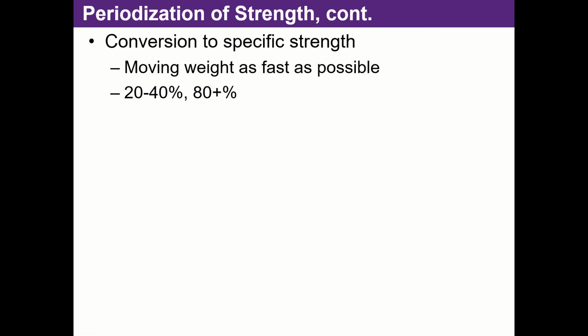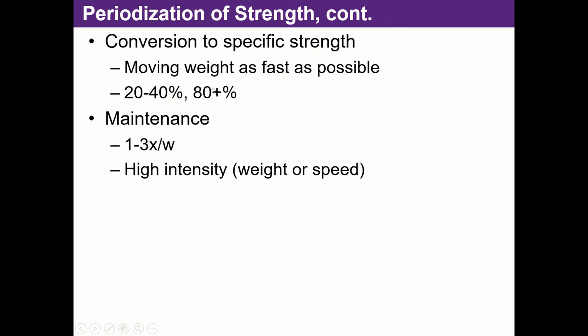And then once we get stronger, then we have to convert that strength to what they need for their sport. So we have to work on their rate of force development, which is what I talked about before. So moving either a lightweight, so 20 to 40% of their 1 rep max, as fast as possible, or move a heavyweight with the intention of moving fast.